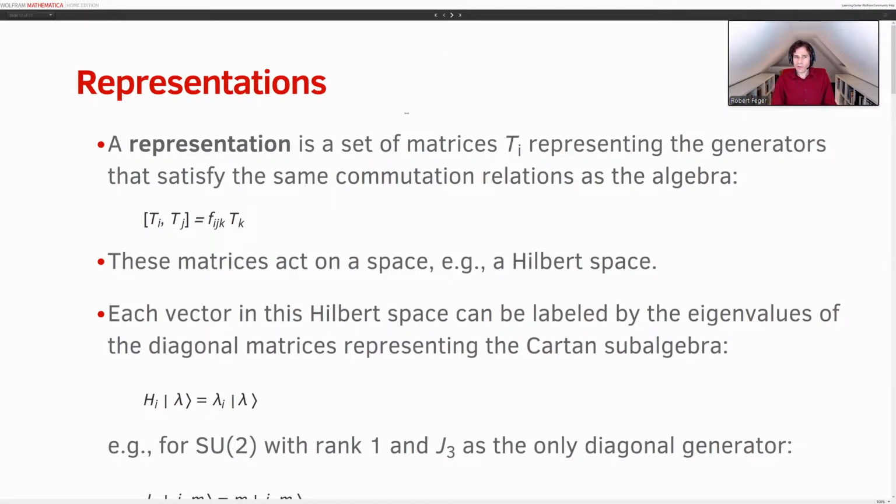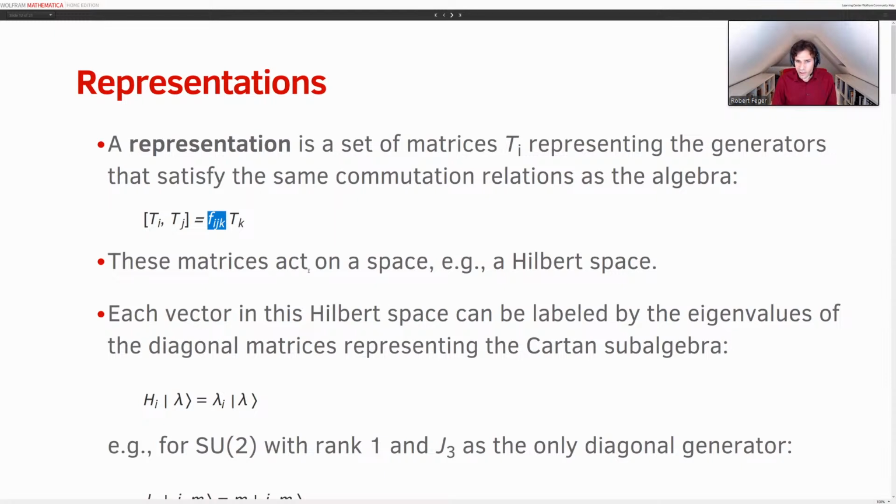Representation. As I said before, a representation is a set of matrices that represent the generators of a Lie algebra, and they need to satisfy the same commutation relations as the algebra. So this is now the commutator of the matrices, and the same structure functions have to come out of these commutators.